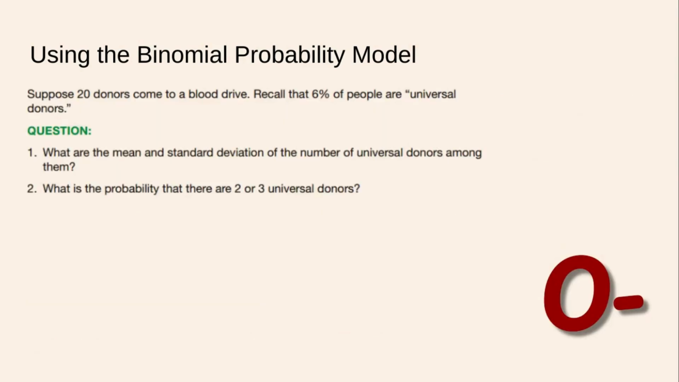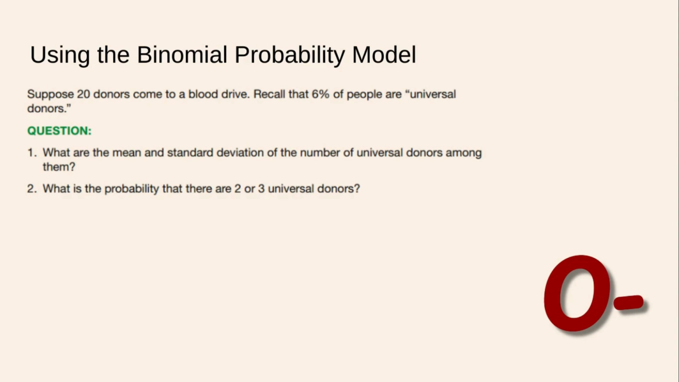Now we're going to go back to our problems involving blood donors. Suppose 20 donors come to a blood drive. Recall that 6% of people are universal donors with that O-negative blood type. Here are 2 questions. 1, what are the mean and standard deviation of the number of universal donors among them? And 2, what's the probability that 2 or 3 are universal donors?